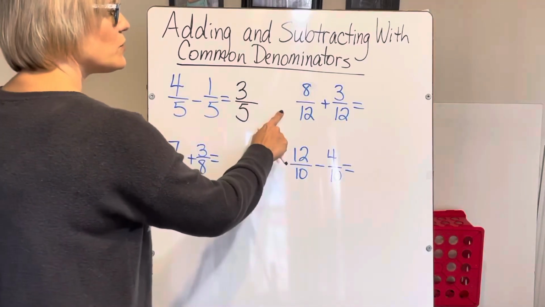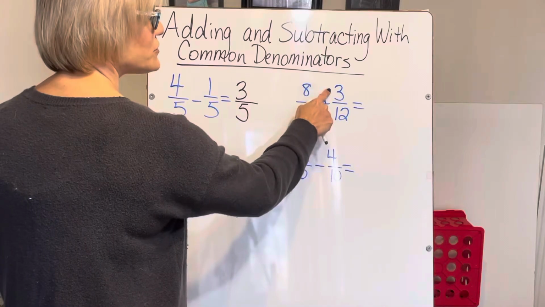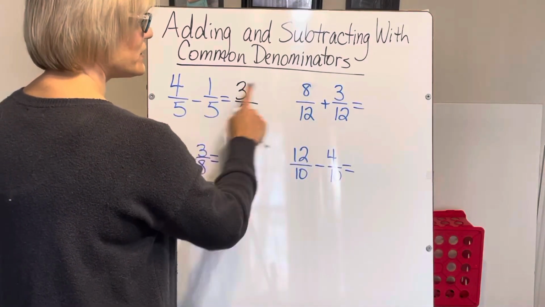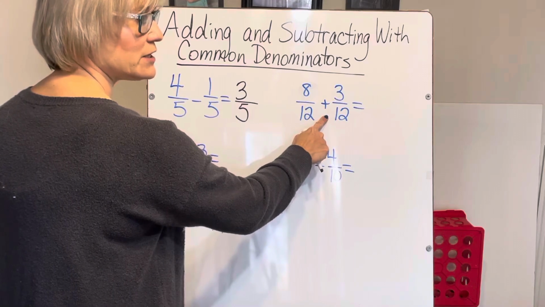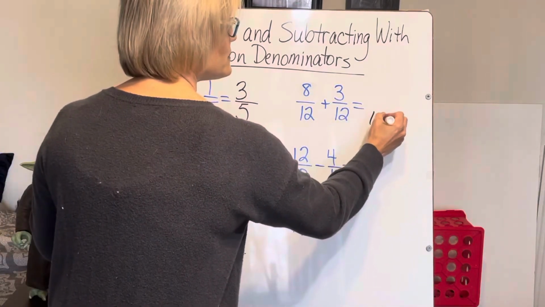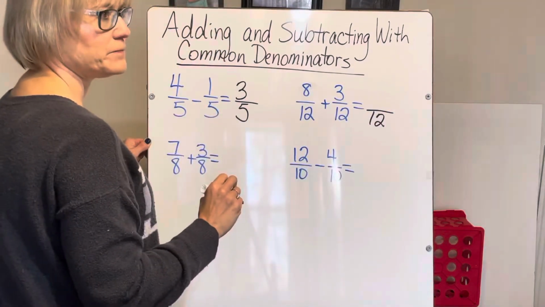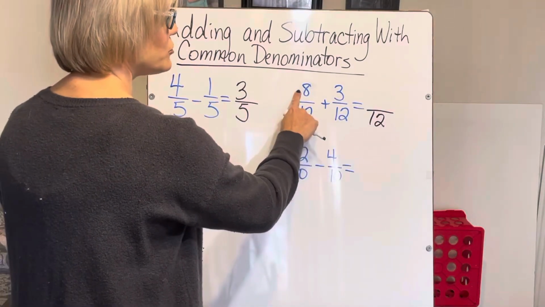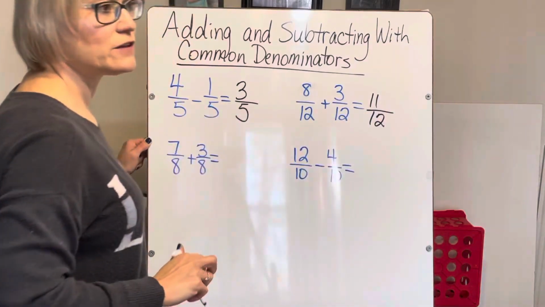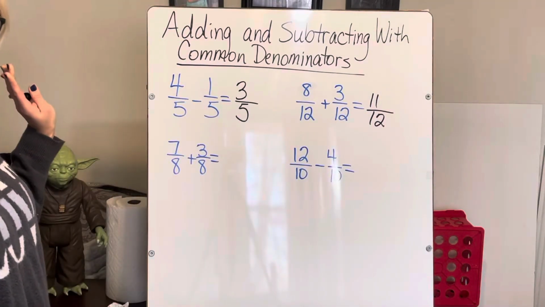All right, so let's go on to 8/12 plus 3/12. I notice that I have an operation change, so I need to keep that in mind when I'm looking at this. My denominators are the same, so I just simply write the denominator and I'm done with it. Now all I have to do is add the numerators. 8 plus 3 is 11. 11/12 is a proper fraction. I'm done.